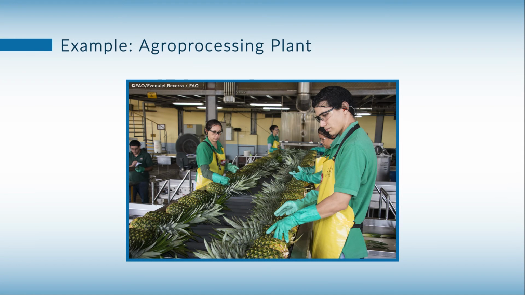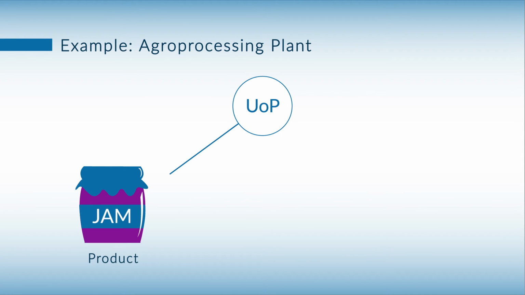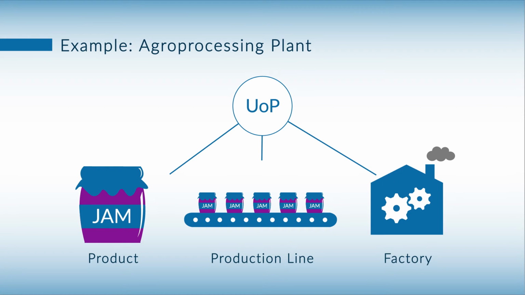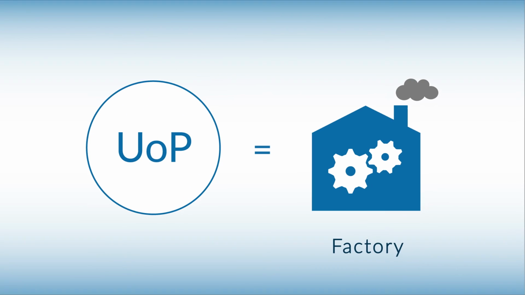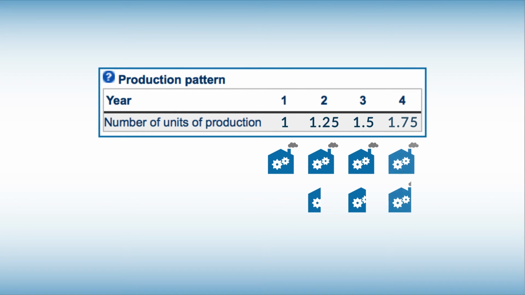For agroprocessing, the unit of production could be defined as the product produced, the production line, or if several products are made, the entire factory. Once again, it is a question of balancing flexibility against the amount of work required. Many costs may be more easily calculated on a per-factory basis, but then growth in production over the evaluation period can only come through increasing the number of factories.